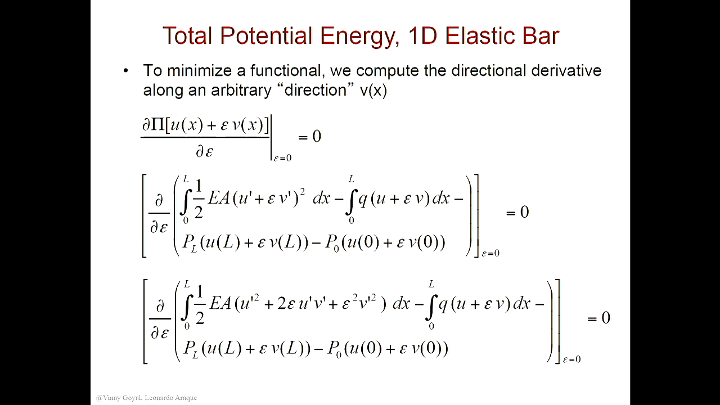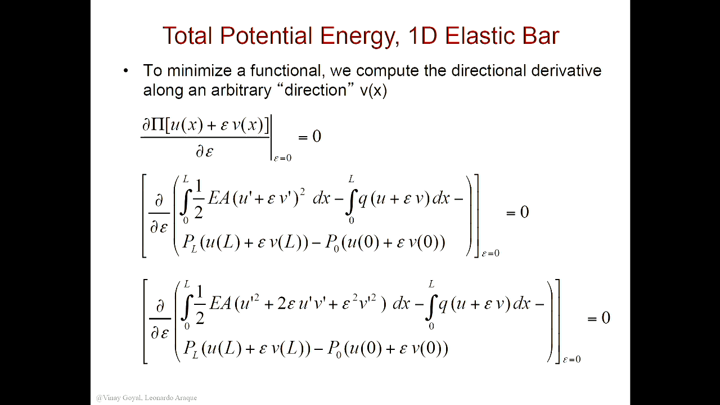Now I'll ask you a very quick question. Is u prime squared a function of epsilon? No. So when I take that derivative, that's going to go away. What is the derivative of this quantity with respect to epsilon? You're going to pretend everything else is a constant except for anything that shows up with epsilon. In this case, the only thing that shows up here with epsilon is this term. Relative to taking derivatives with respect to epsilon, everything else looks like a constant. So what is that derivative? 2, very good, 2u prime v prime, right?